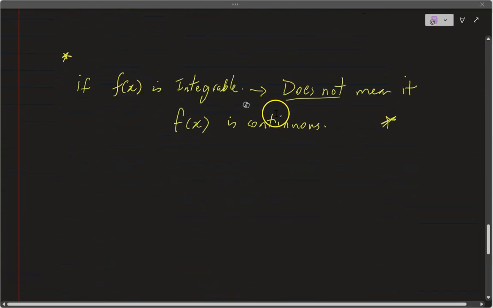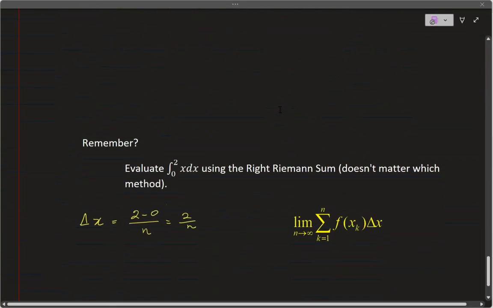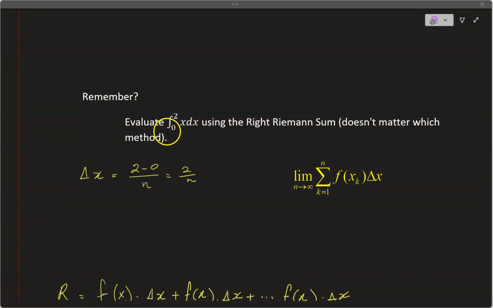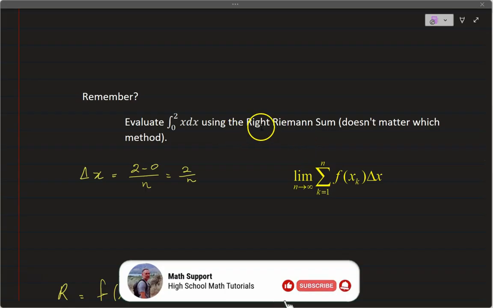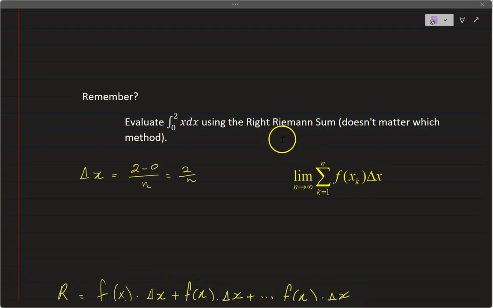Okay, let's go ahead. And here is the question right here. We're going to take the integral of x dx from 0 to 2, and we're going to use a right Riemann sum. It doesn't really matter which method we use, but we're going to use that. And this form right here is based on the right Riemann sum. And notice that at the end of this sigma notation that we're going to come up with, we have to take the limit as n approaches infinity.